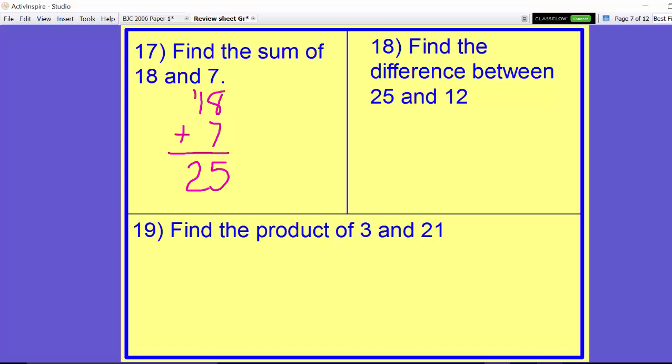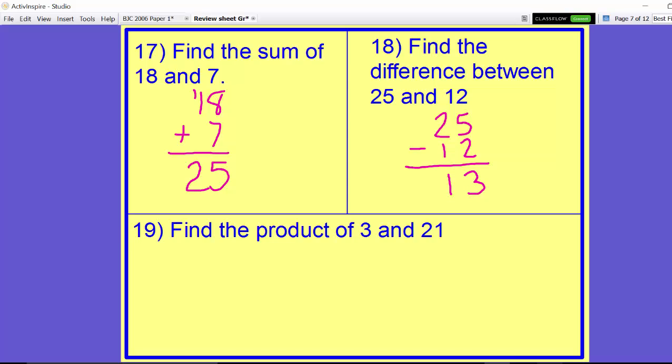Find the difference between 25 and 12. Difference means to subtract. We're going to do 25 minus 12. 5 minus 2 is 3. 2 minus 1 is 1.